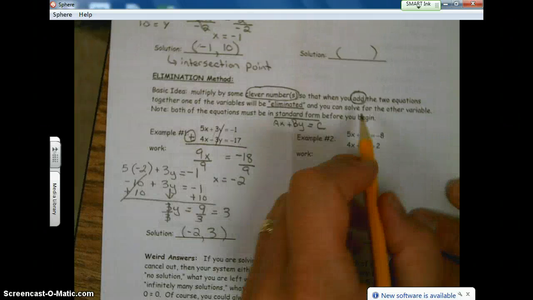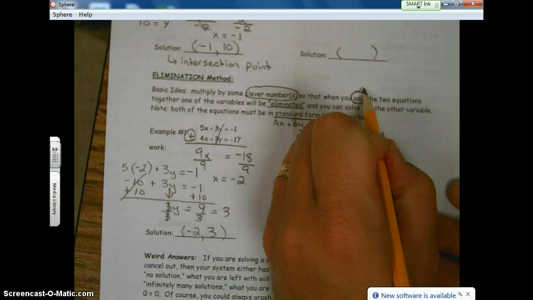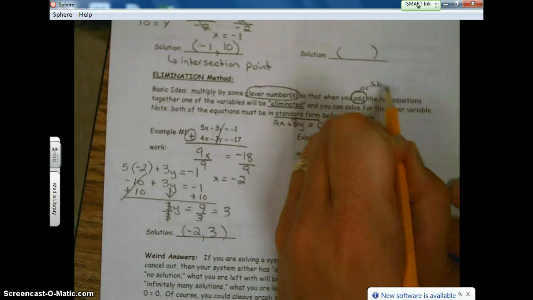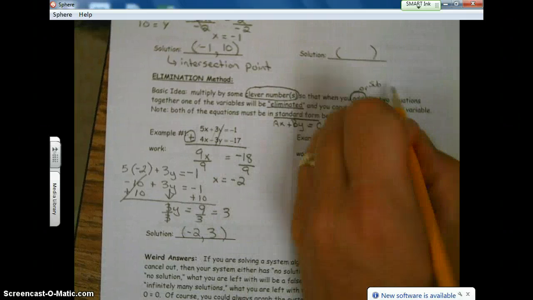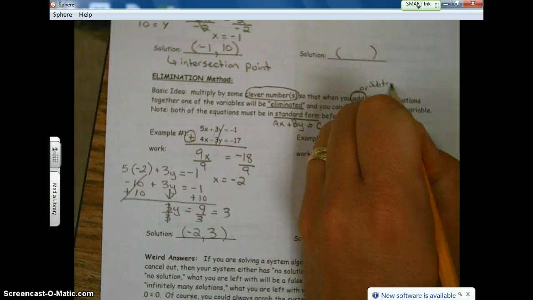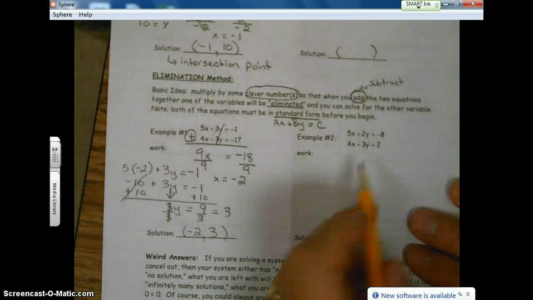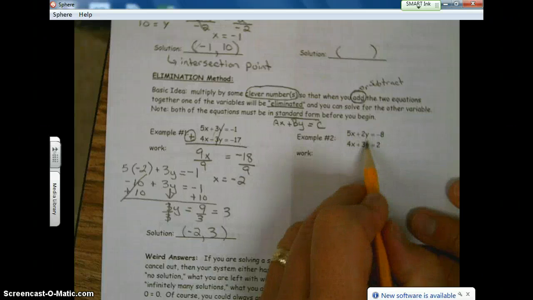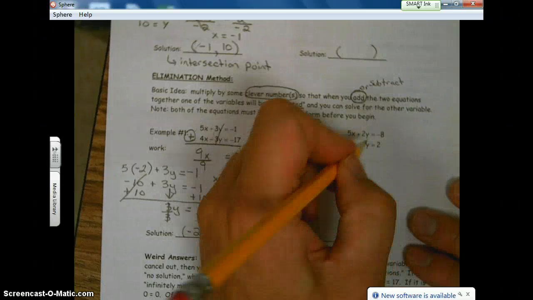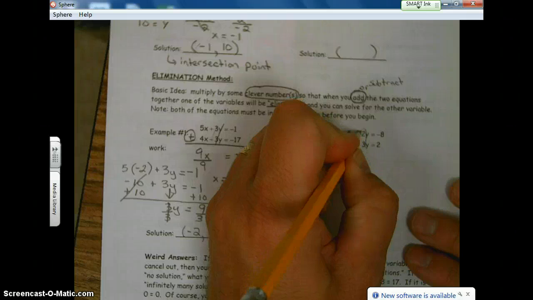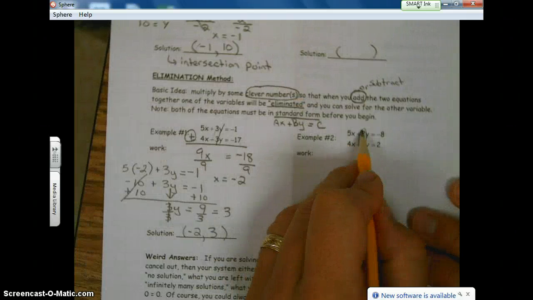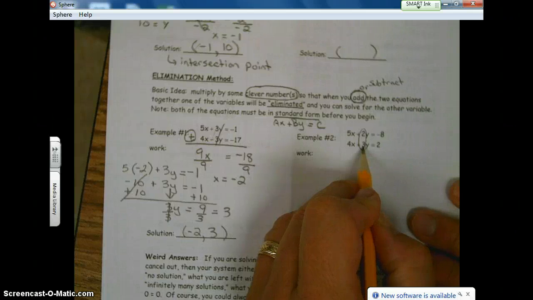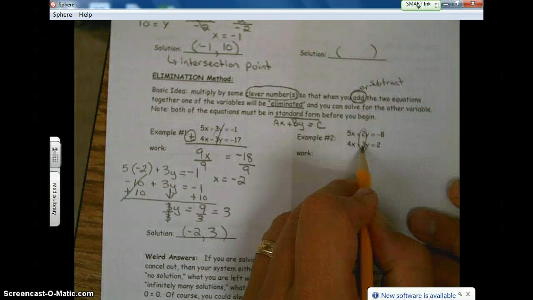Well, remember how I said you could add or subtract? Well, I'm going to go ahead and do the subtraction on this one. And you'll see what I mean in just a moment. So I'm going to go ahead and eliminate the y again. So I'm going to make these two numbers the same. Because if I make the two numbers the same, I can subtract them and they will, correct, eliminate.